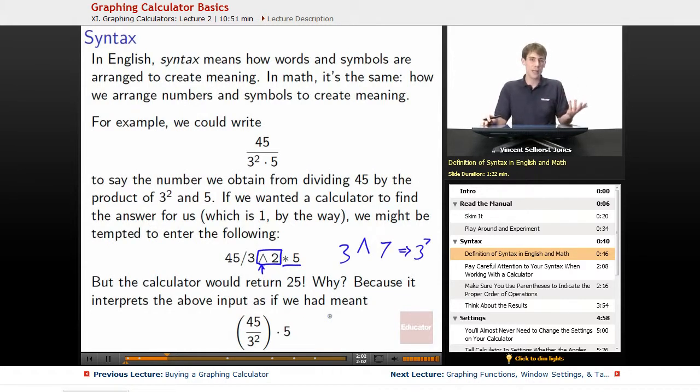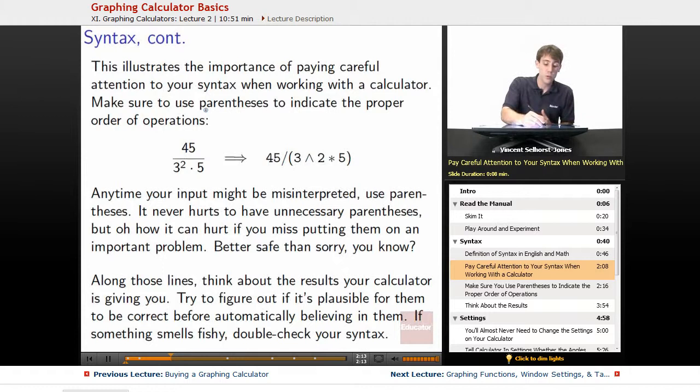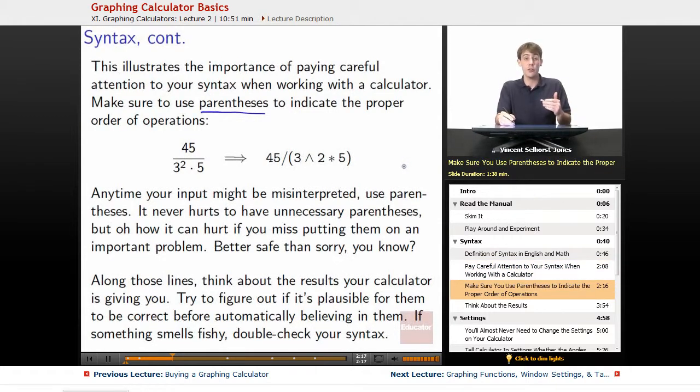So the syntax really matters, how we set things up specifically with symbols. This illustrates just how important it is to really think about the syntax we're using with the calculator. Make sure to use parentheses to indicate the proper order of operations. How you want the calculator to do things, you have to tell the calculator with syntax.